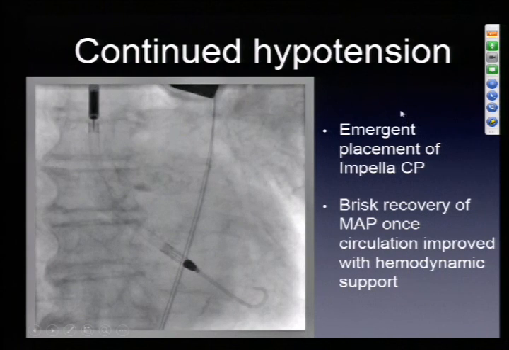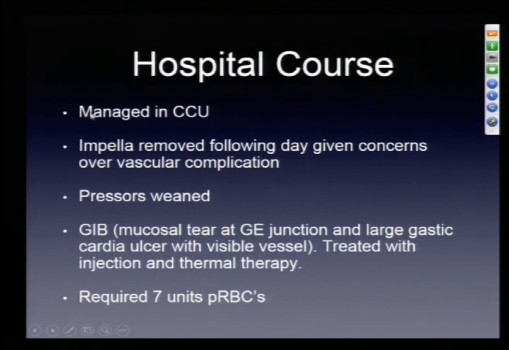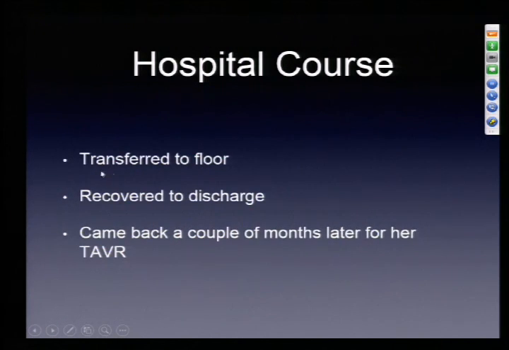And we left this in and ended the case. And so she was transferred to our cardiac care unit. Unfortunately, one of the issues with hemodynamic support is vascular complications. So the device, which is called an Impeller device, was removed on the next day, but she was able to have her pressors weaned. Unfortunately, her course was complicated by an acute gastrointestinal bleed with a mucosal tear at the GE junction and a bleeding gastric ulcer, which was treated with injection and thermal therapy by our gastroenterologist. And she did require 7 units of packed cells, but was eventually transferred to the floor.